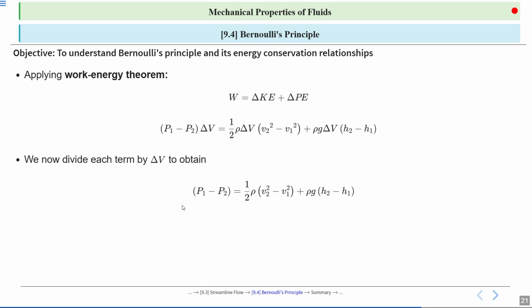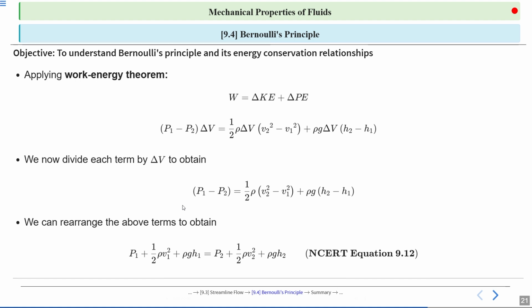So we now divide each term by delta V to obtain P1 minus P2 equal to 1 by 2 rho, V2 square minus V1 square, plus rho g into H2 minus H1. So we can rearrange the above terms to obtain P1 plus 1 by 2 rho V1 square plus rho g H1 is equal to P2 plus 1 by 2 rho V2 square plus rho g H2.